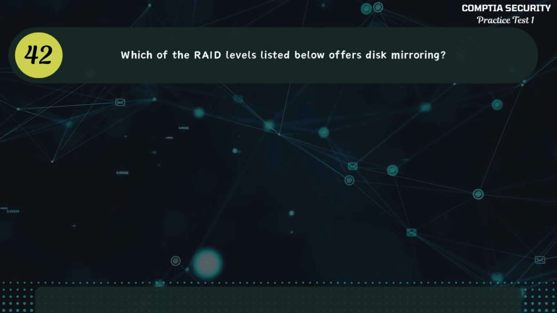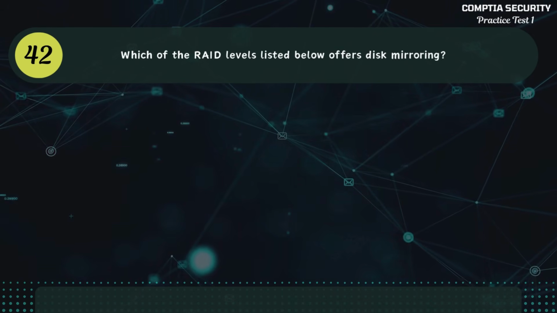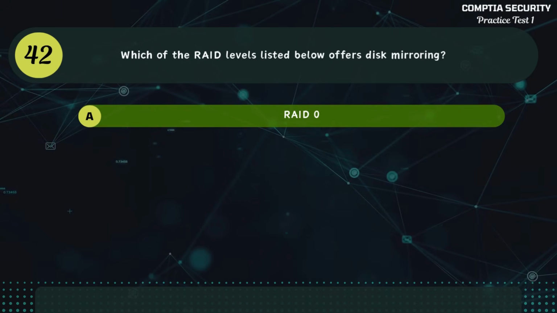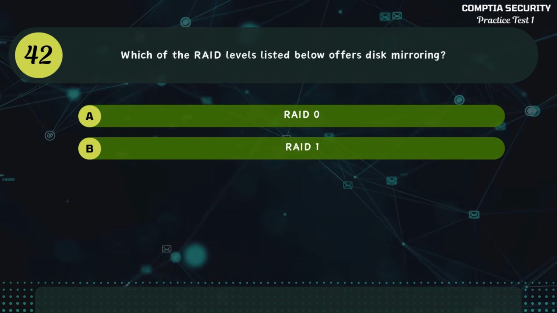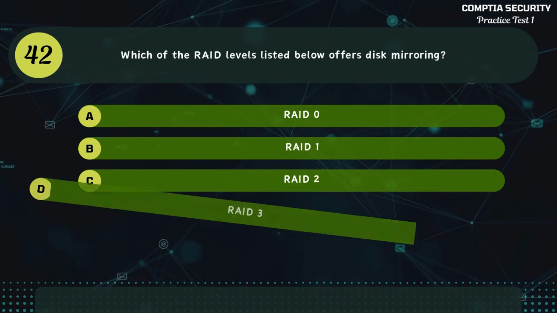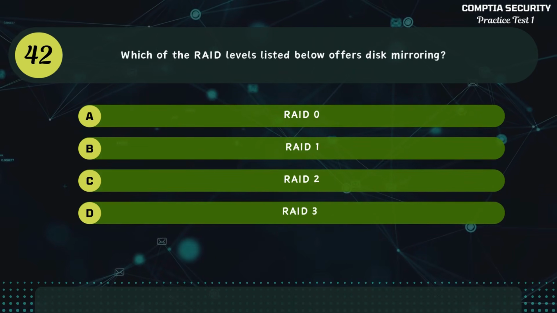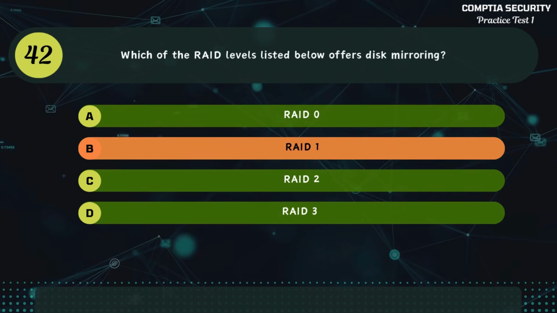Question 42. Which of the RAID levels listed below offers disk mirroring? A. RAID 0. B. RAID 1. C. RAID 2. D. RAID 3. Correct answer B. RAID 1.